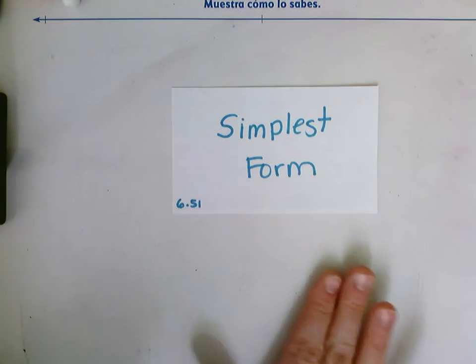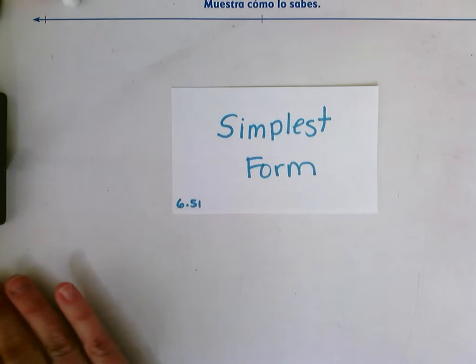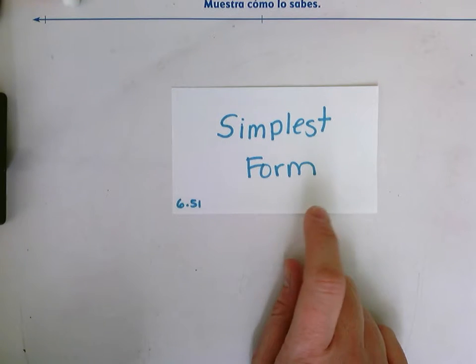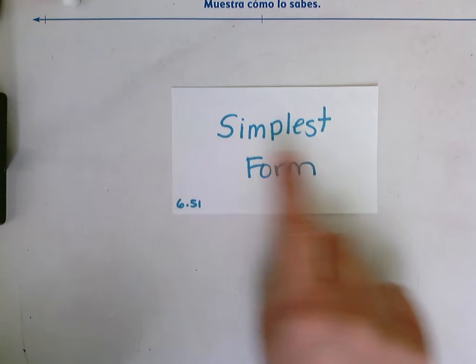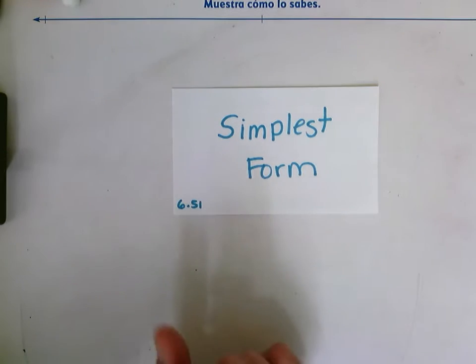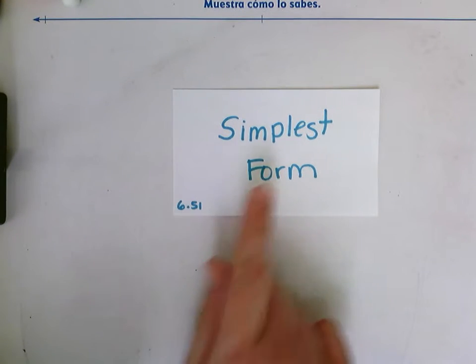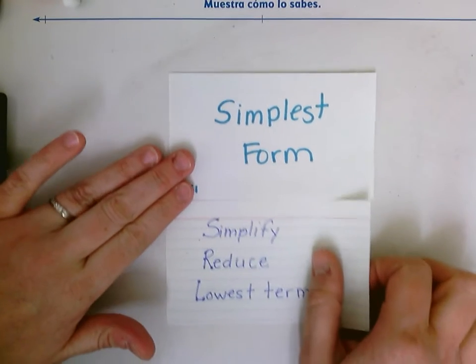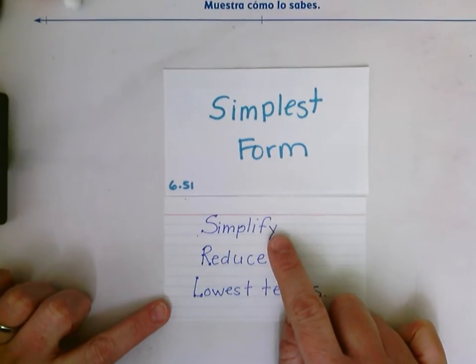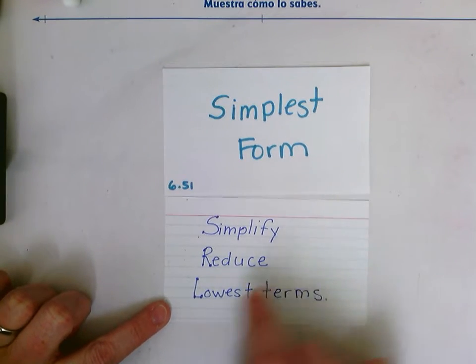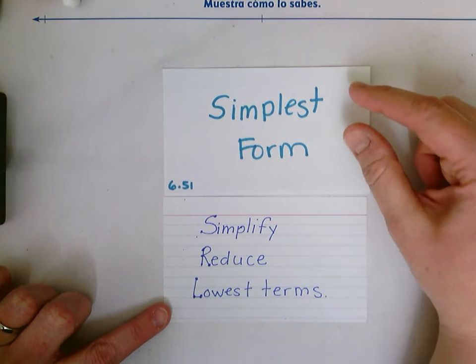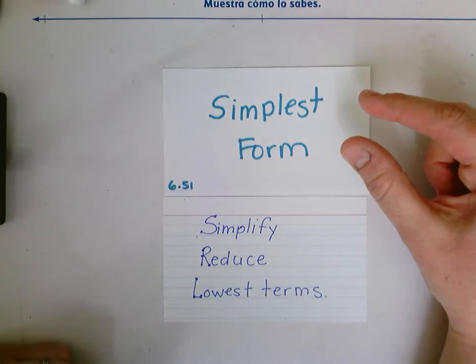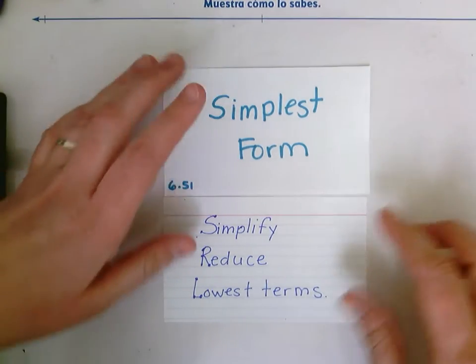In today's lesson, we're going to learn how to put fractions into simplest form. Sometimes we might see the words "please put your answer in simplest form" on a worksheet or on an assignment. We also might see some other words besides simplest form. We might see the word simplify, reduce, or lowest terms. All of these mean we're going to be putting our fraction into simplest form. What does that mean? What's simplest form mean?